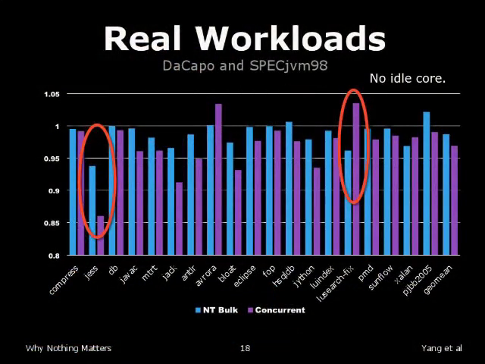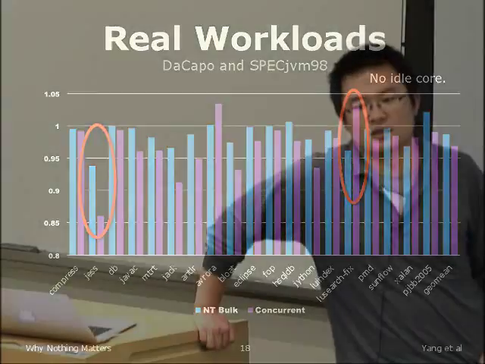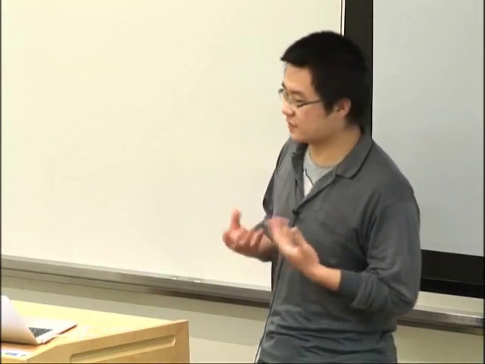But the problem is that when there are no idle cores, and all of the threads are busy, eager to consume the zeroed memory, your concurrent zeroing gets worse. So, yeah, for optimizations, it's really important that you should not slow down some workloads.